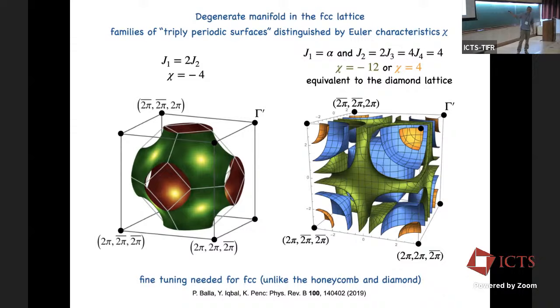We need additional exchanges up to 4th order. If there is a very fine tuning among these J exchanges, then we can also draw similar two-dimensional surfaces. These are topologically different. They can be characterized by the Euler characteristic. This is chi equal to -4. And here the Euler characteristic is 4 or -12, depending on whether we have a space around the gamma prime point or gamma points, or whether we have this more complicated structure.